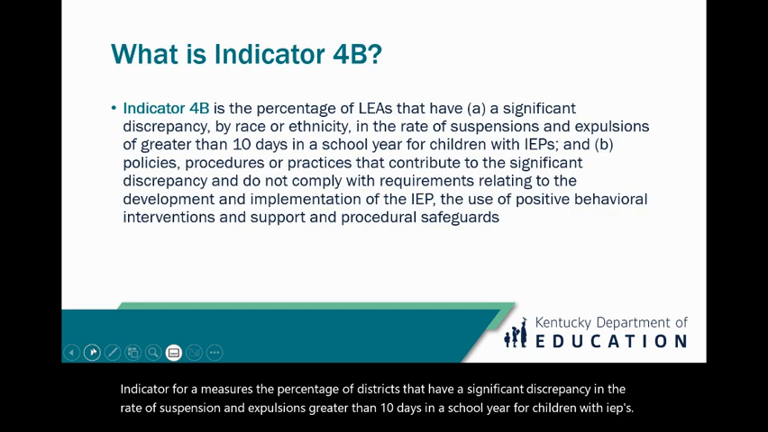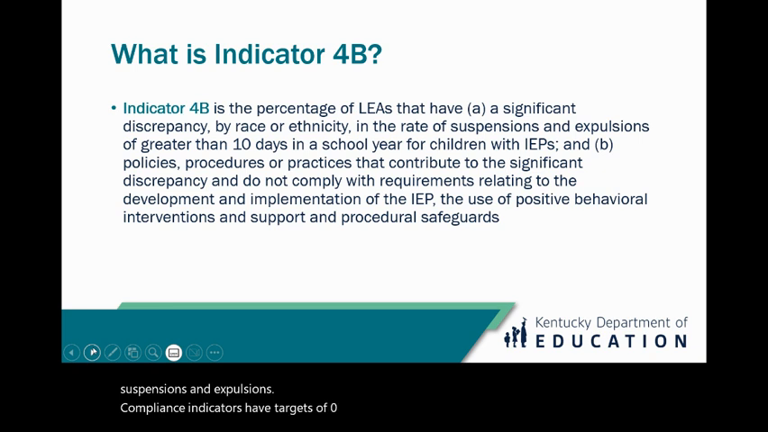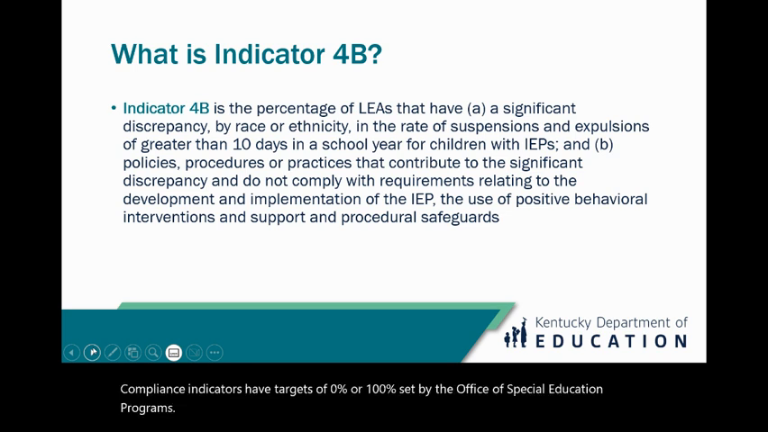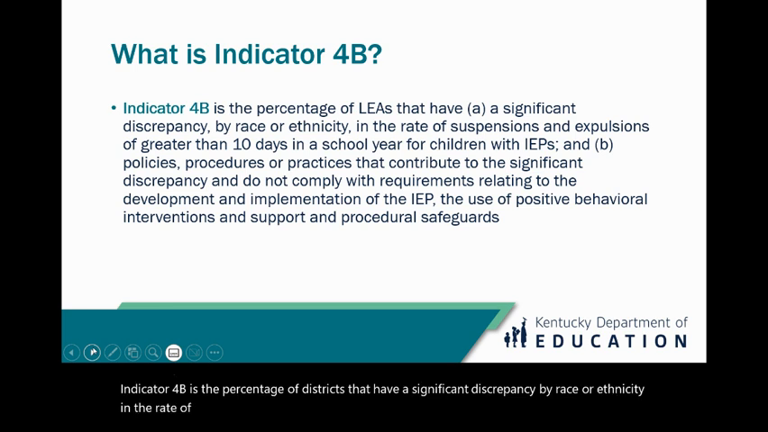What is indicator 4B? Indicator 4B is a compliance indicator that measures the rate of suspensions and expulsions. Compliance indicators have targets of 0% or 100% set by the Office of Special Education Programs. Indicator 4B is the percentage of districts that have a significant discrepancy by race or ethnicity in the rate of suspensions and expulsions greater than 10 days in a school year for children with IEPs.